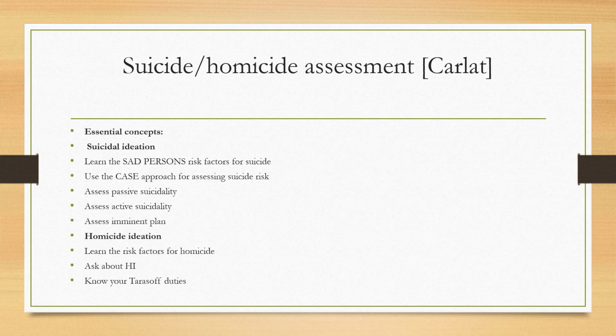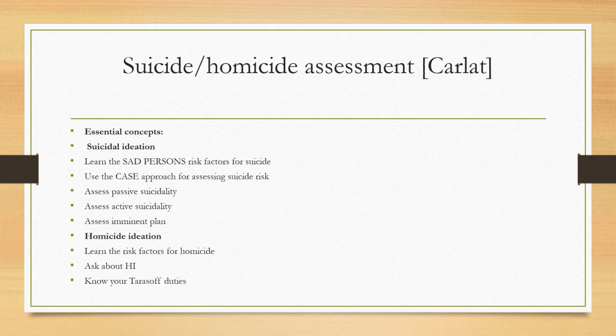So far, we have looked into some psychiatric interview techniques that we can utilize while we interview the patient. Now we'll look into certain aspects of how to interview for suicidal ideation, homicidal ideation, and how to assess for depression or mania, some essential concepts that you should not miss. First is suicidal ideation. We have some mnemonics, SAD PERSONS, and the CASE approach for assessing suicide risk. I will explain in detail in the coming slides. Next is assessing for passive suicidality, assessing for active suicidality, and assessing for imminent plan. So those are the basic concepts while you deal with suicidal ideation.